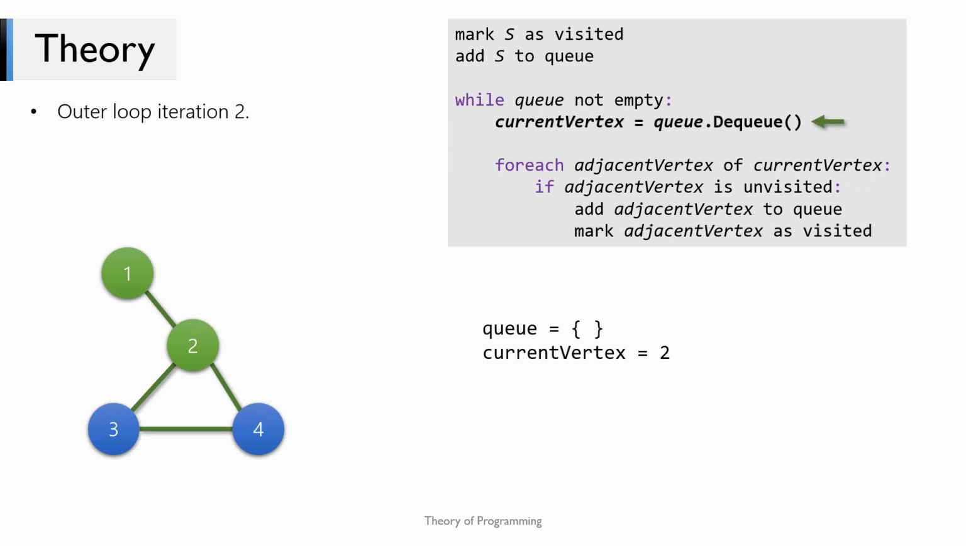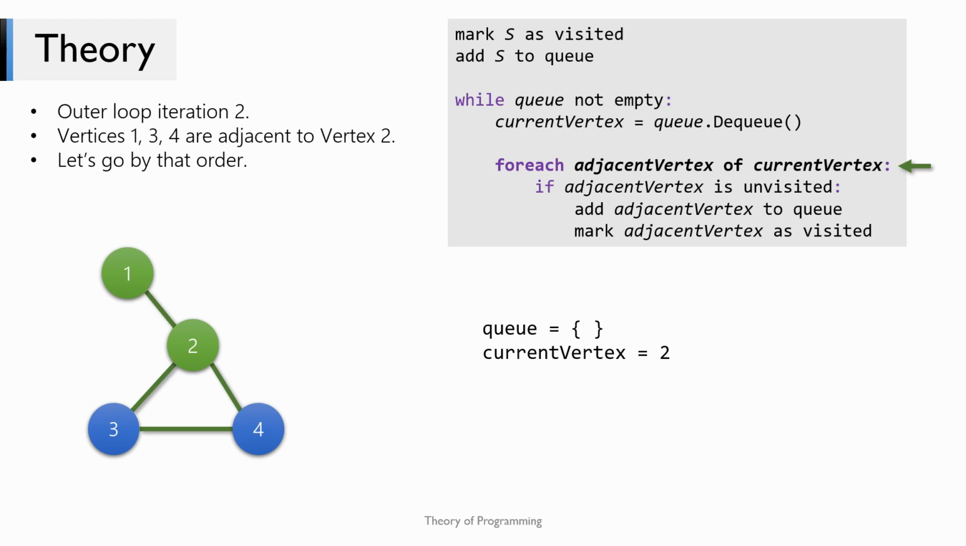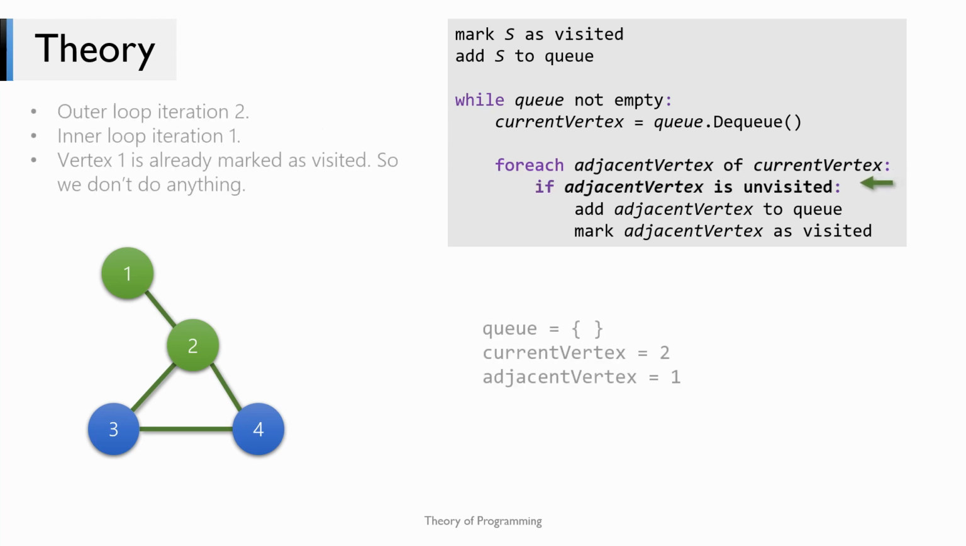Now we enter the second iteration of the outer while loop. Our queue had vertex 2, so this will be removed and the variable current vertex will now hold the value of 2. Now we look at each adjacent vertex to vertex 2. Since this is an undirected graph, vertex 1, 3, and 4 are adjacent to vertex 2. So let's iterate this for loop in that order. The first adjacent vertex is vertex 1. Vertex 1 is already marked as visited, so we don't do anything else now.